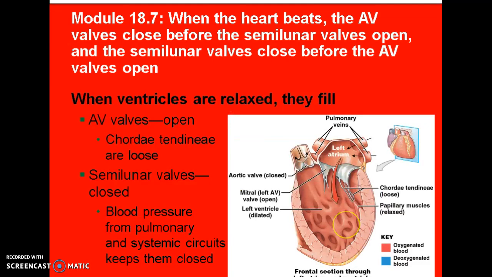When the heart beats, the AV valves close before the semilunar valves open, and the semilunar valves close before the AV valves open. When the ventricles are relaxed, they fill. Those AV valves are open, the chordae tendineae are loose, and the semilunar valves are closed. Blood pressure from the pulmonary and systemic circuits keeps them closed.